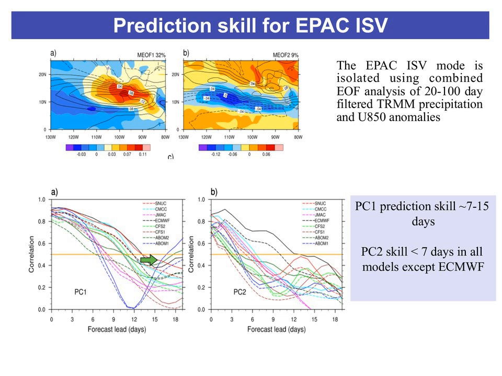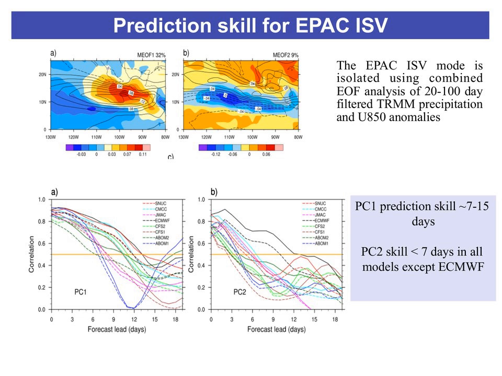These are the estimates of prediction skill for PC1, and this is for PC2. The solid lines are the prediction skill for the ensemble mean, and the dashed lines are the average prediction skill. You can see the prediction skill for PC1 is in the range from 7 days to 15 days, and for PC2, for most of the models, it is less than 7 days. Only ECMWF is showing the highest prediction skill, close to 12 to 15 days.